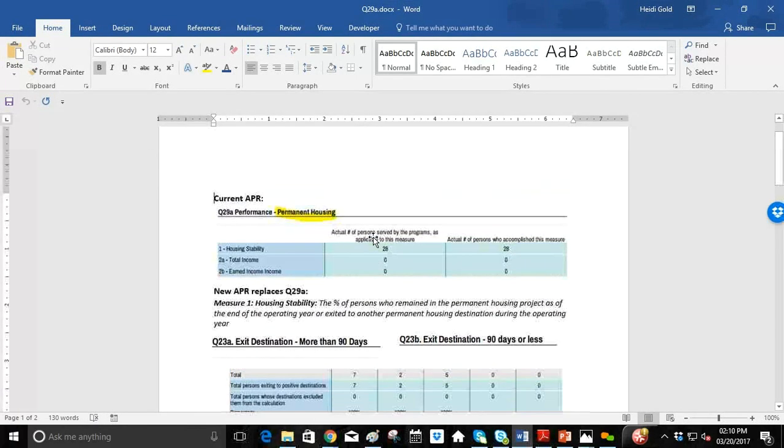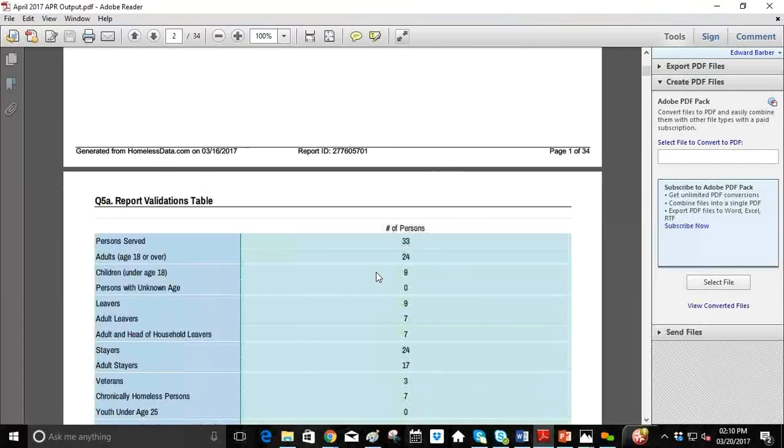I'm sorry. These are the actual persons who were served, and then the number of people who accomplished the measure. So this question is gone, 29 from the APR, but you're going to see where there are opportunities to capture similar information in the new APR if people were relying on that question.